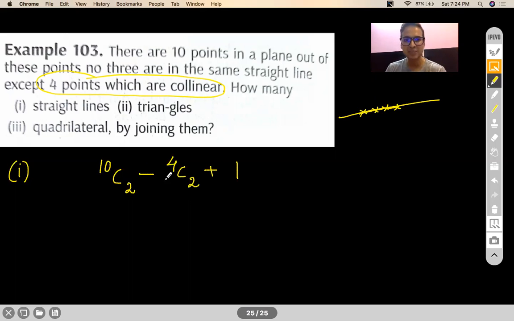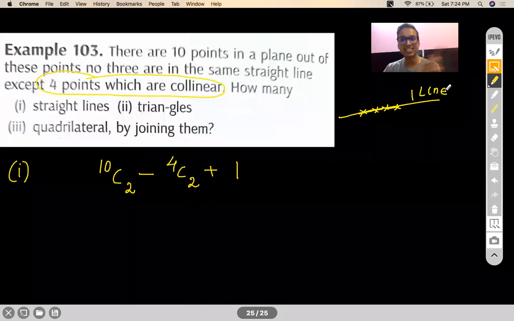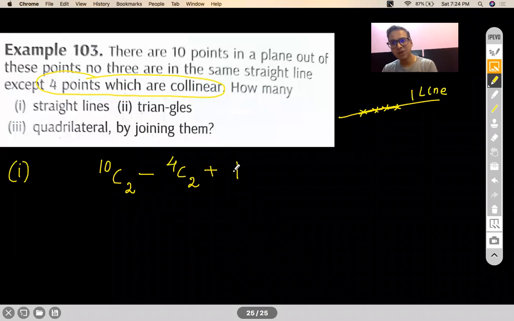Why subtract this? Because these are overcountings you have done. So you need to discount your answer by 4C2 because they will contribute to 1 line and not 6 lines. So you remove the 6 lines, but you add a 1 because they will contribute to 1 line, not 6. So ideally you should reduce by 5. That's what I'm trying to say. Got the point? This question you would have done in school also. Come on. This is the very commonly asked school question.